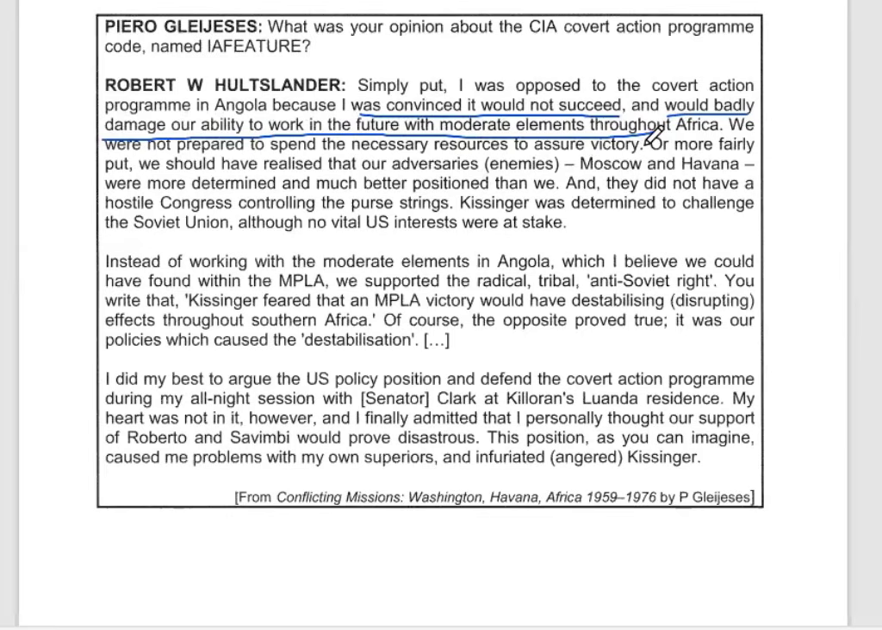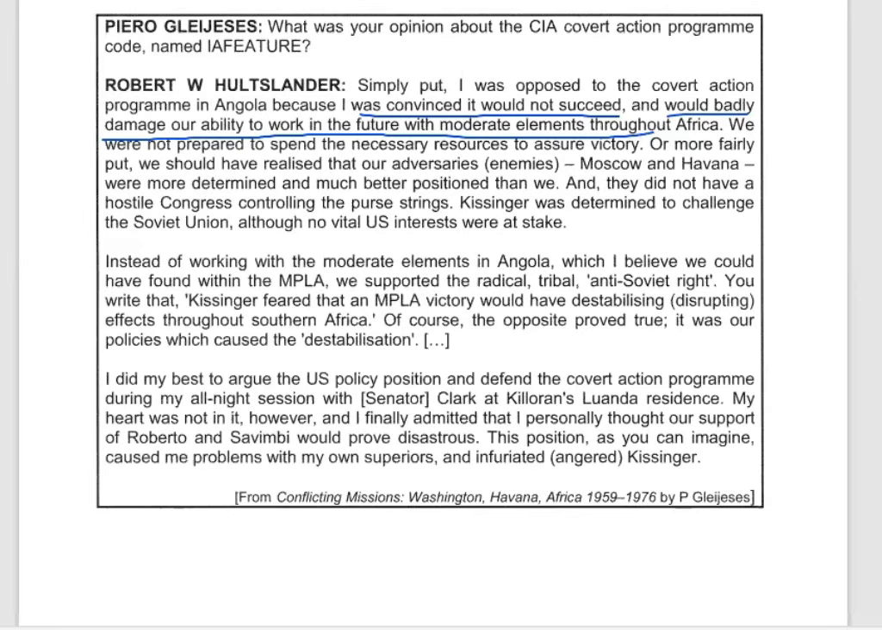Why was Wuslander opposed? He opposed in the sense that he was convinced that it would not succeed. Operating in secret, he felt it would not succeed. And also, it would badly damage their ability to work in future with other moderate elements throughout Africa. If they would fail, it means no other country would accept being assisted by Europe, by the USA in their move to try and gain independence in their states. Right.